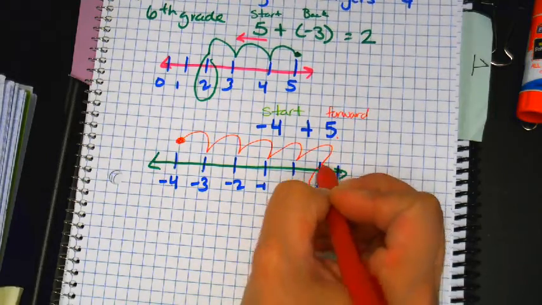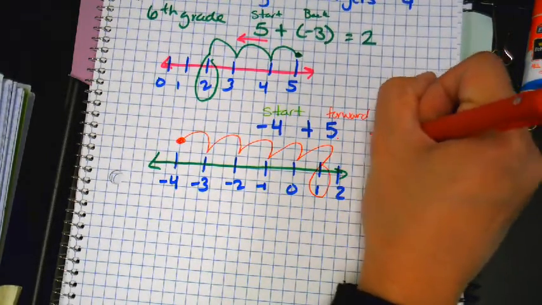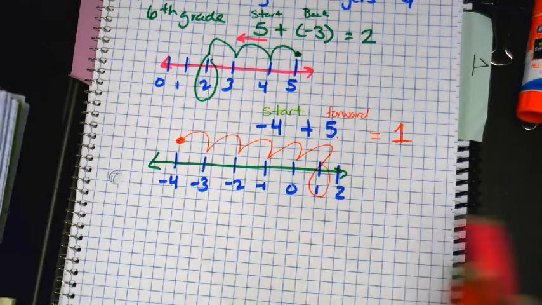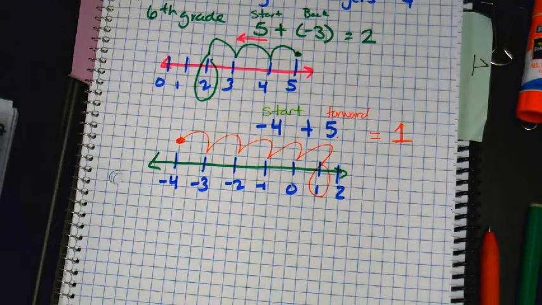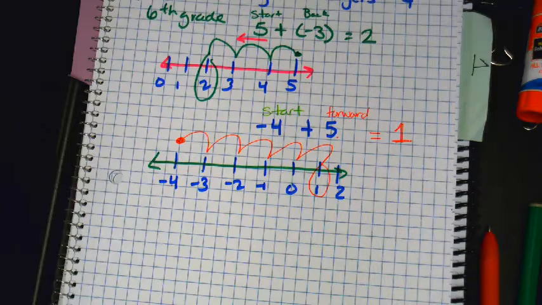I like to circle my answer. So my answer is +1. Are we okay with this? Yes. So this is totally 6th grade. Are we okay? Alright, so now the way we do it in 7th grade.